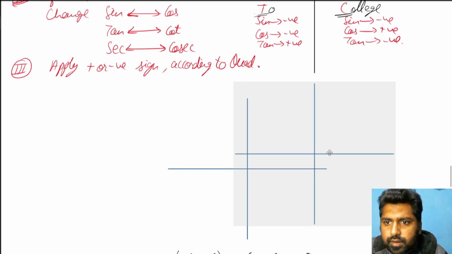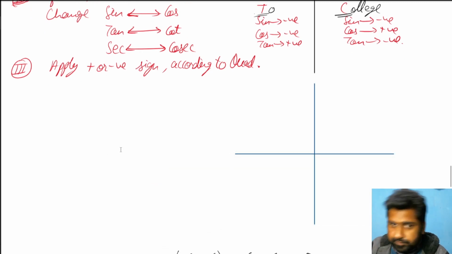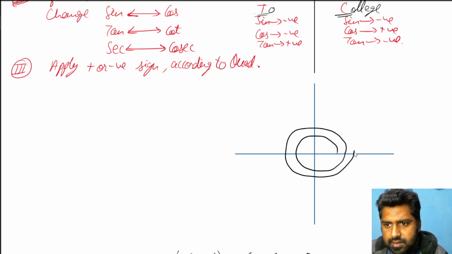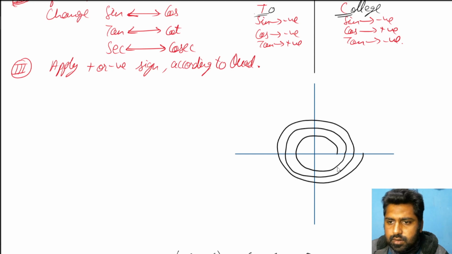Let's talk about angles more than 360 now. So I'll give you one general rule. First of all, 360 degree was this, one rotation. Another 360 like this. Another 360 is like this. So after moving any multiple of 360 degree, basically you come back to your x-axis, positive x-axis. And after that, again you start from first quadrant itself.